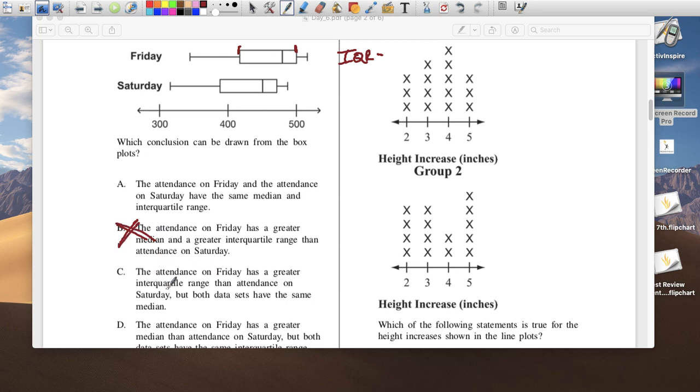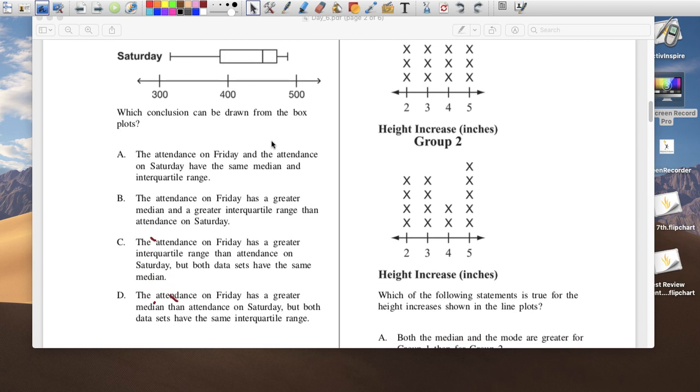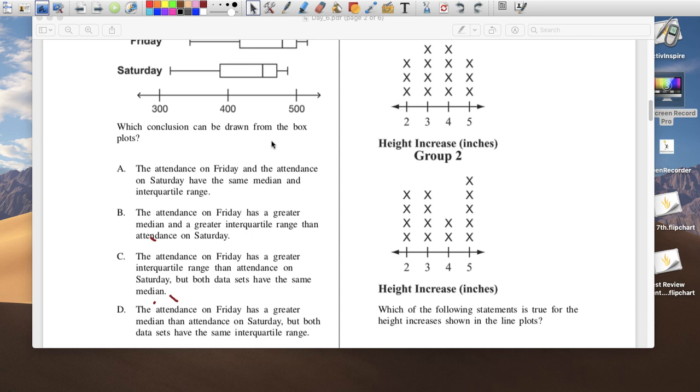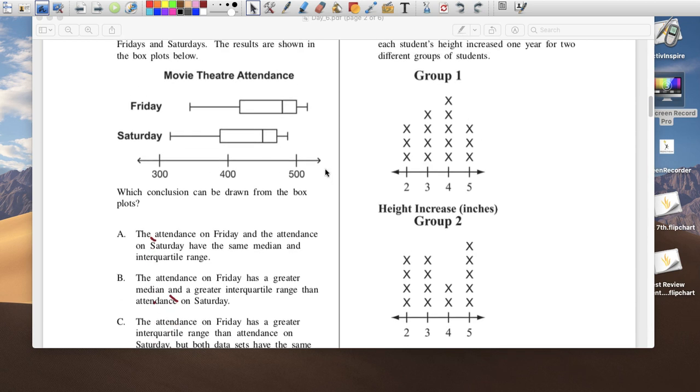The attendance on Friday has a greater interquartile range than the attendance on Saturday. Both data sets have the same median. Well, that's not true because they don't have the same median. So that leaves us with D. So let's just confirm. D says the attendance on Friday has a greater median than the attendance on Saturday, but both data sets have the same interquartile range.